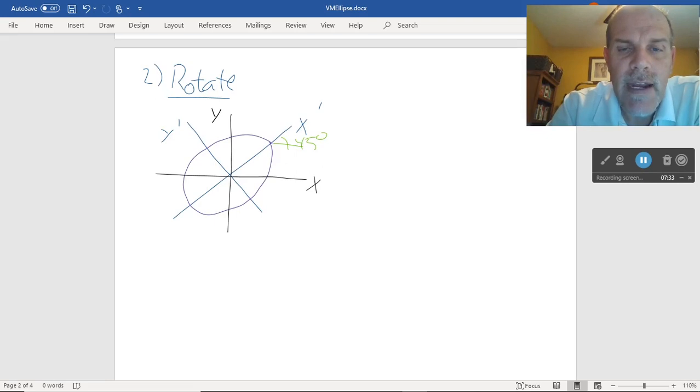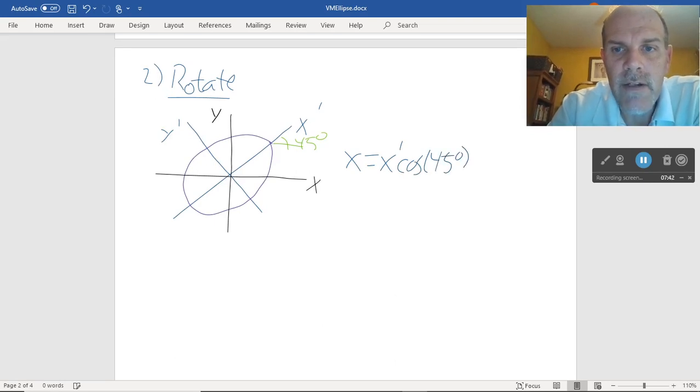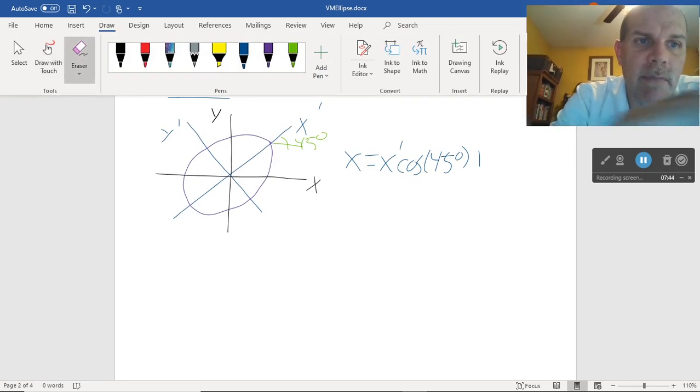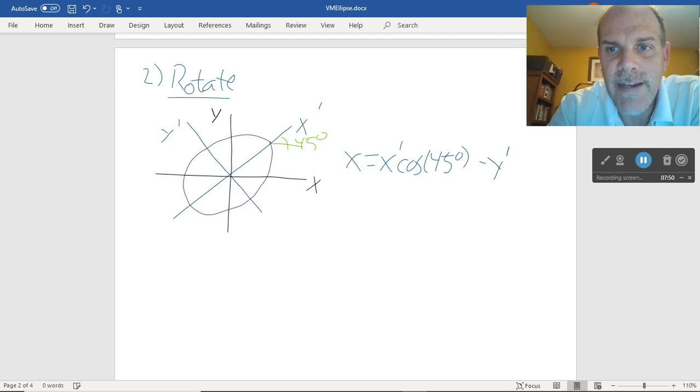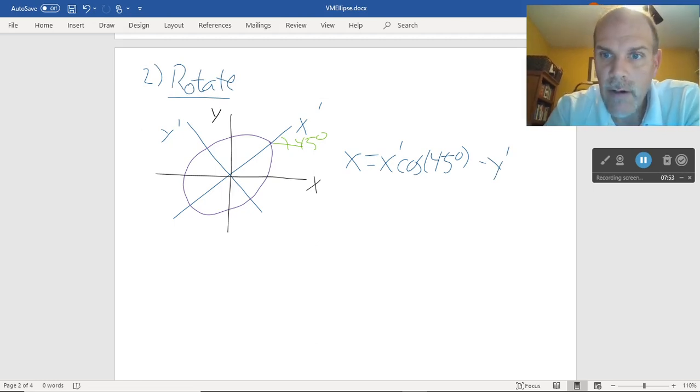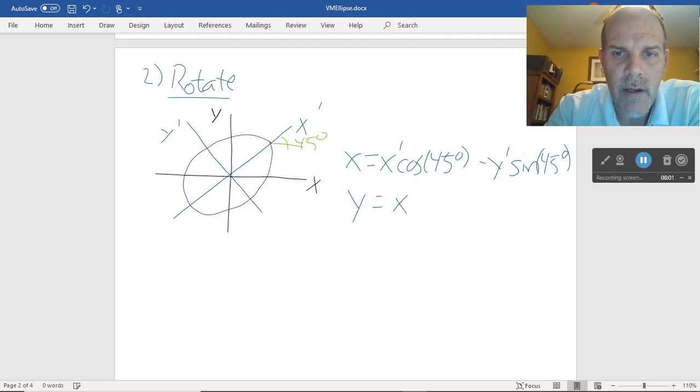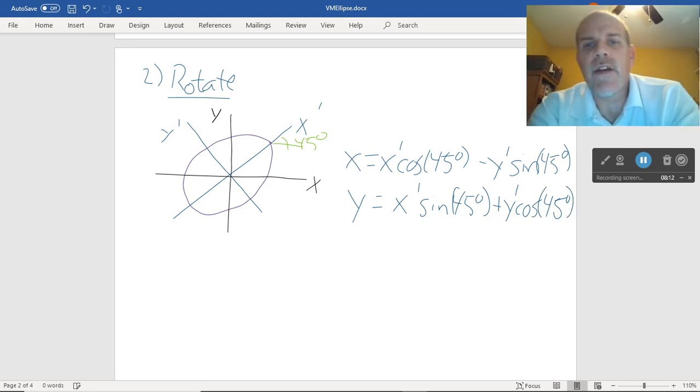It turns out that x is equal to x prime times the cosine of 45 degrees minus, that's a minus, right? And this is just a standard rotational transformation. If you've seen this in like a dynamics course or something, that's all I'm doing, right? y prime sine of 45 degrees, and y is equal to x prime sine 45 degrees plus y prime cosine 45 degrees.